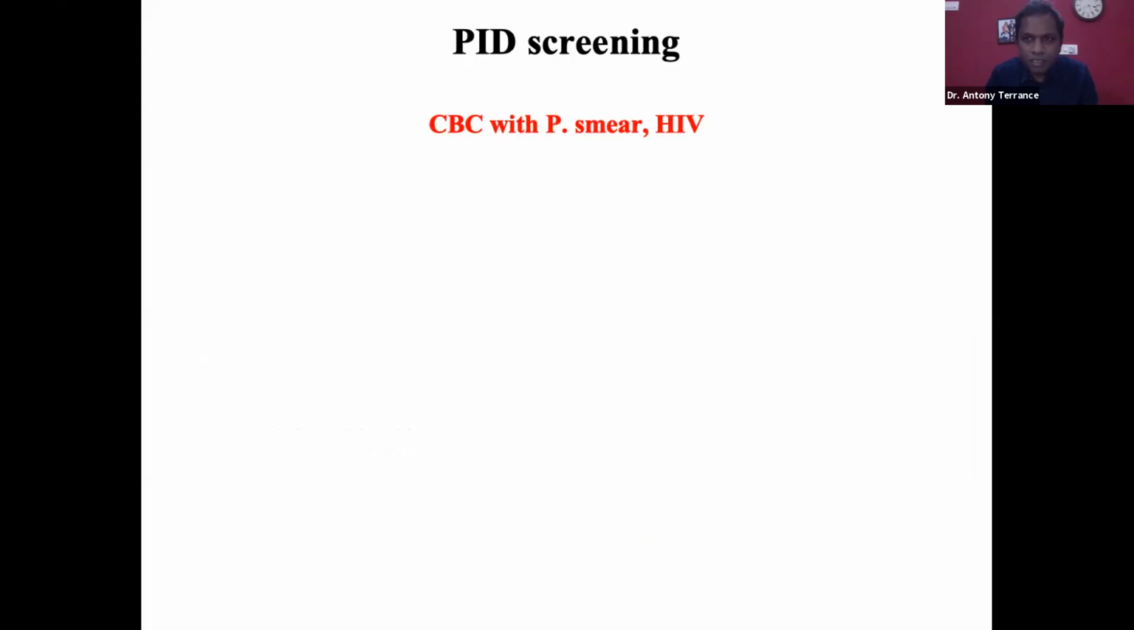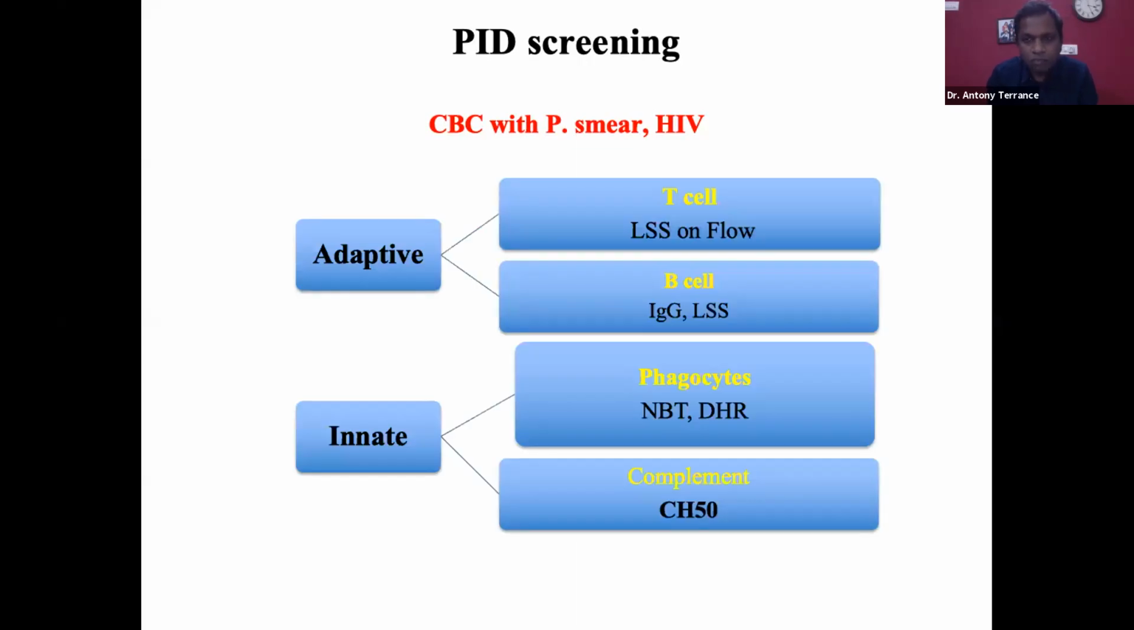CBC will give lots of clues. You have to get into the habit of looking at the absolute neutrophil count, which will tell about the phagocytes, and the absolute lymphocyte count, which will tell about the T and B cells combined. CBC is a very useful screening investigation. Then for T and B cells, we usually do a lymphocyte subset analysis, as well as an immunoglobulin profile. For phagocytes, apart from ANC, we also look at a test called NBT.